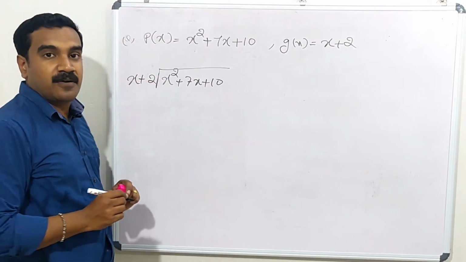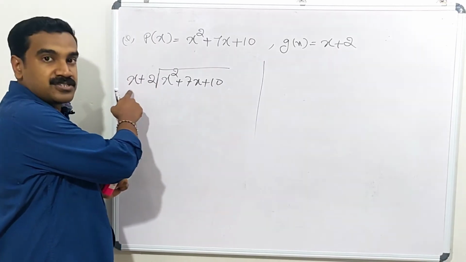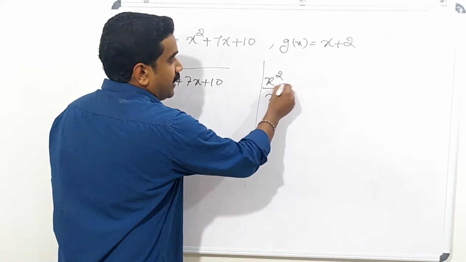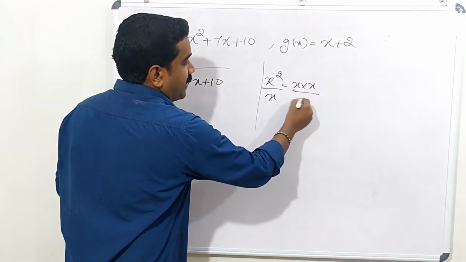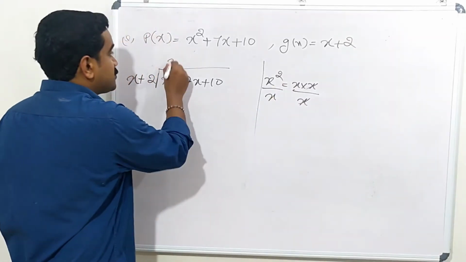What is the first term of the quotient? What is the first term of the dividend here? x square. What is the first term of the divisor? x. Just divide x square by x. x square is x into x, so x and x cancel. What will you get? You will get x. That is the first term of the quotient.